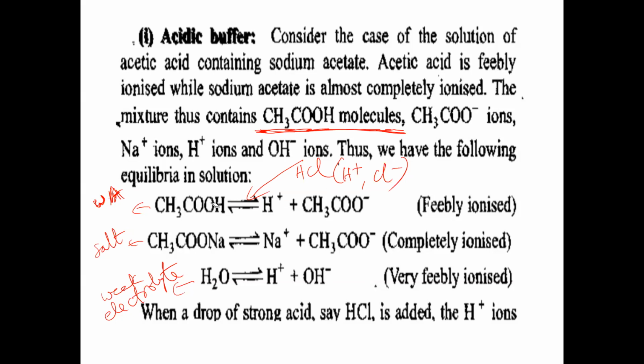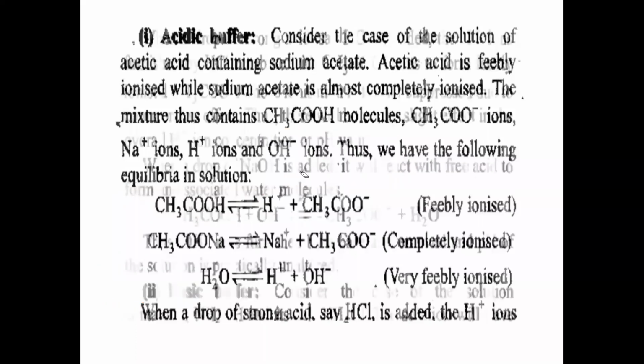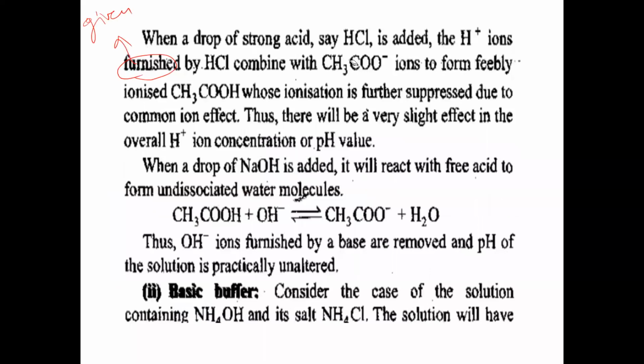Here, backward reaction is taking place. When backward reaction takes place here, what happens? The acetic acid ionization is suppressed. Suppressed means what? Decreased. That is what is given here. The H plus ions combine with acetate ions to form acetic acid, whose ionization is further suppressed, meaning decreased, due to common ion effect.